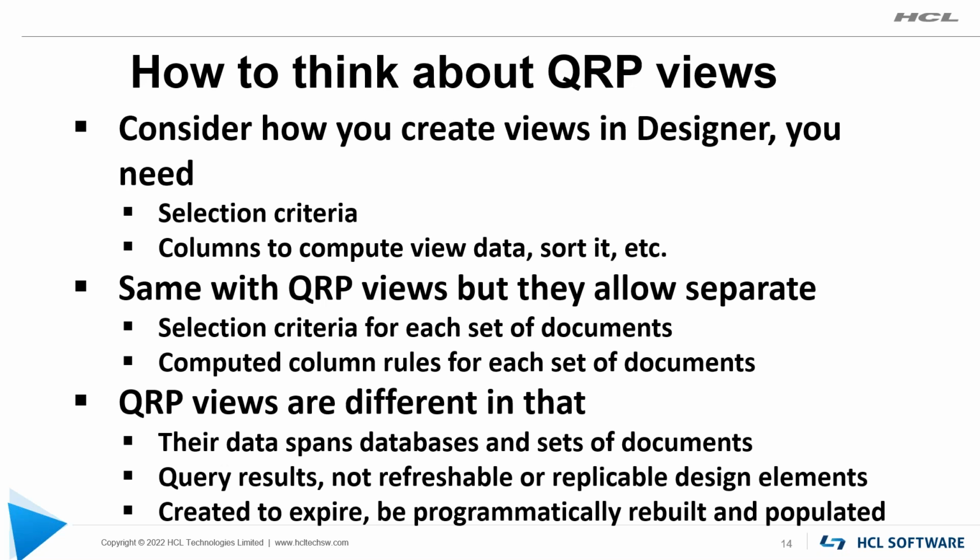You need selection criteria and columns. Same thing with QRP views, okay? Except they allow you to specify selection criteria for each set of documents. So you can do a selection criteria per source, per database, or per found set. That's the DQL. And then you can compute the column rules for each set of documents. Likewise, you say a different computation. I'll show you a demo that goes through that.